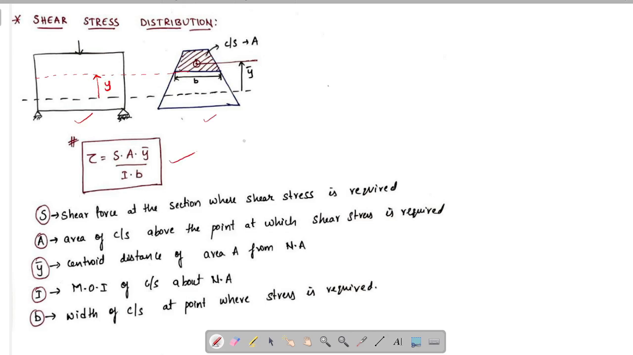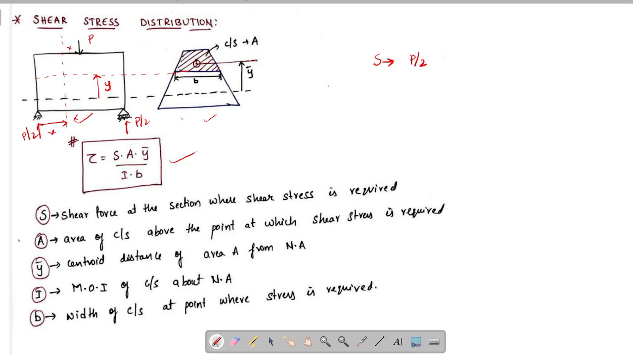First, suppose they are asking shear stress at a distance y at a section which is at a distance of x meters from the left support, then S is nothing but the shear force at that section XX. Here in this case, if P is the loading, the reaction here is P by 2 and P by 2. So, shear force at that section X is P by 2.